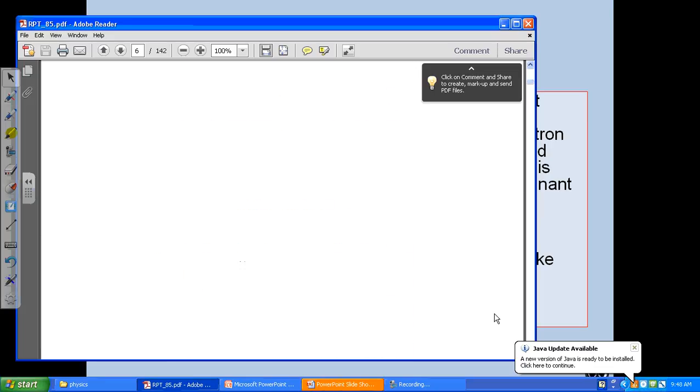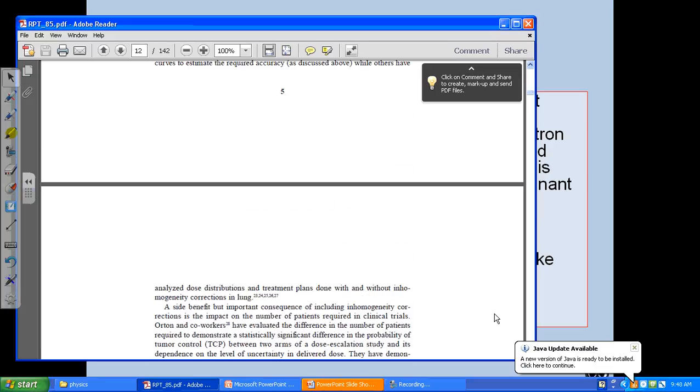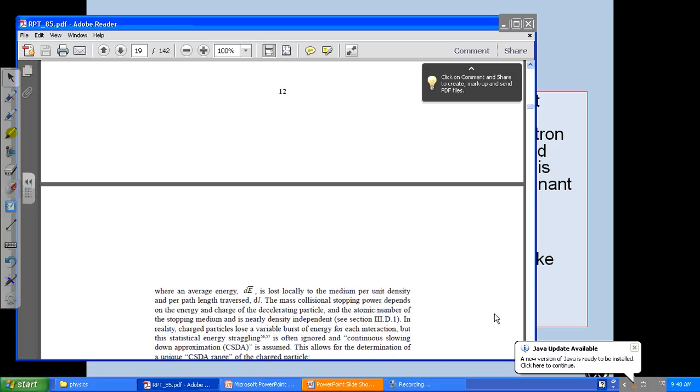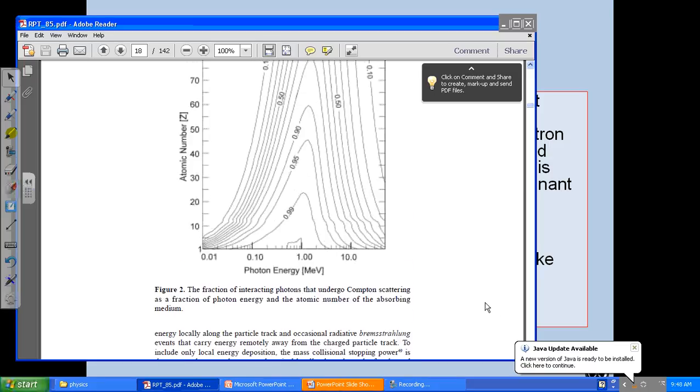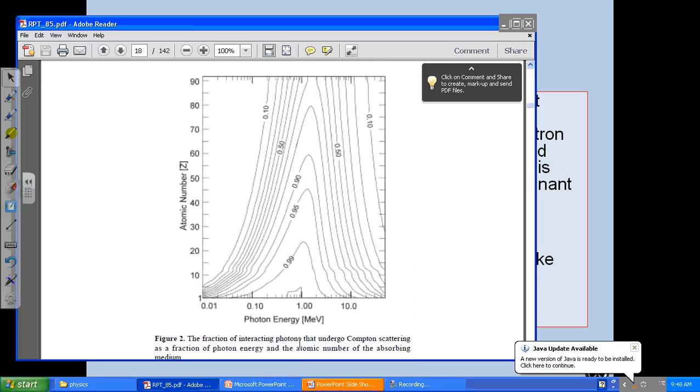There's a really nice graph in here on the distribution of Compton effect and the probability of Compton effect. Here it is. This graph shows you the fraction of interacting photons that undergo Compton scattering as a function of photon energy and the atomic number of the absorbing medium. So here's the photon energy, here's 1 MeV.